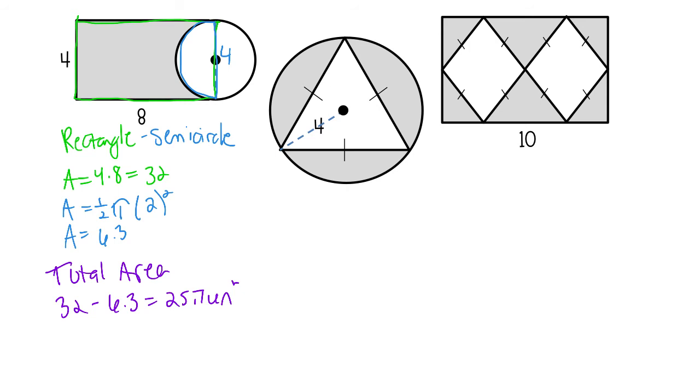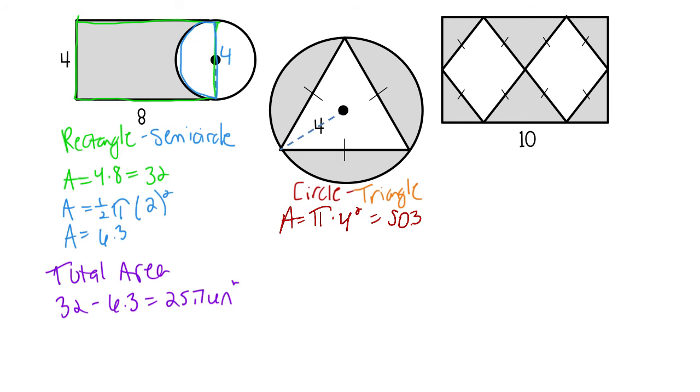All right, now we're going to do the shaded region of the circle with the triangle inside. So we'll do circle minus triangle. Well, the area of a circle is pi r squared. We can see here that the radius is 4. So our circle area is pi times 4 squared, or 16 pi, or 50.3.